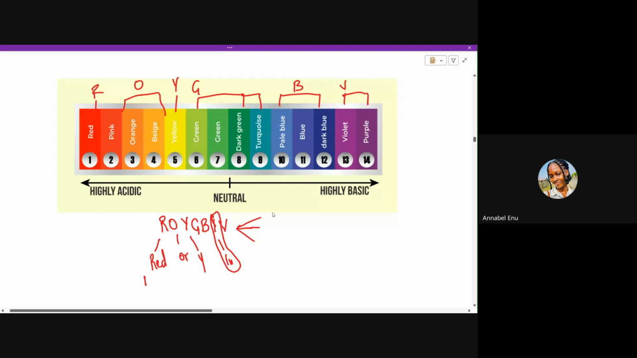Okay, so we can use this when we are using a universal indicator. When we get a red color, we know red usually tells us acid, okay? Something changing to red usually tells us acid. Something changing to blue usually tells us base. The same thing is applicable to our litmus paper.